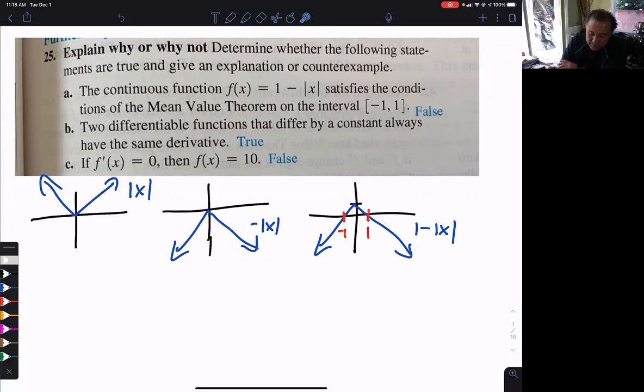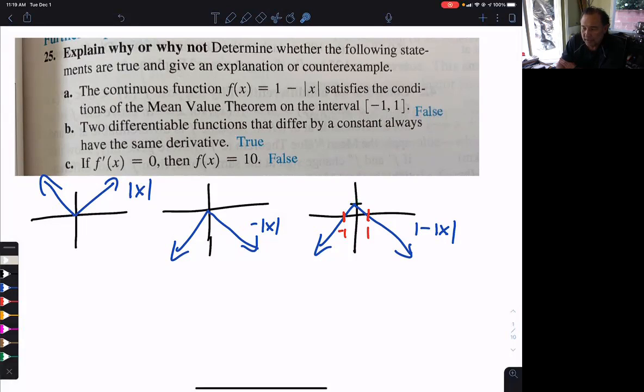Second, it must be differentiable at every point in between -1 and 1. Is it differentiable at all points between that? The answer is no, because there's a sharp point. If there's a sharp point, we know the derivative does not exist there. So therefore, part A is false. It does not meet the conditions of the mean value theorem because it's not differentiable at x equals 0.